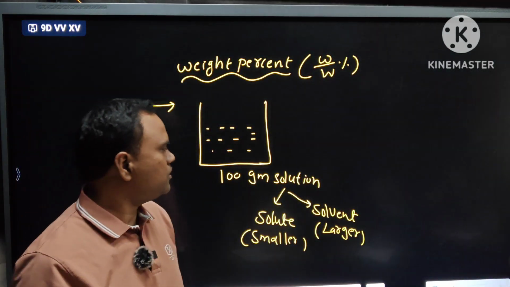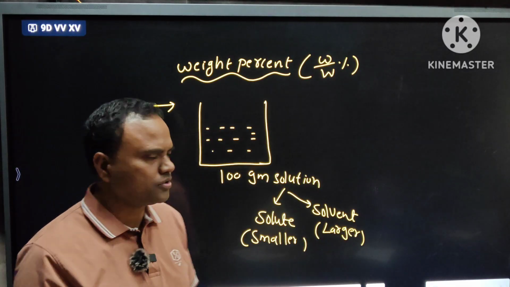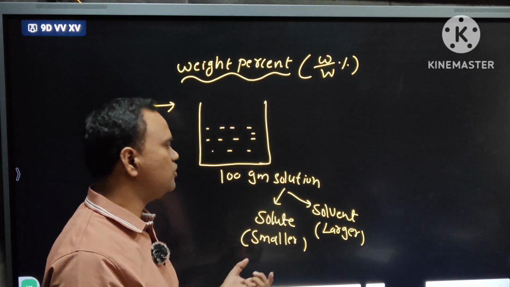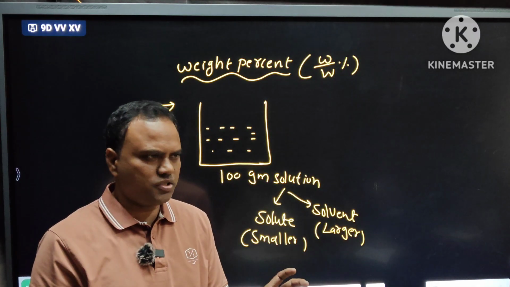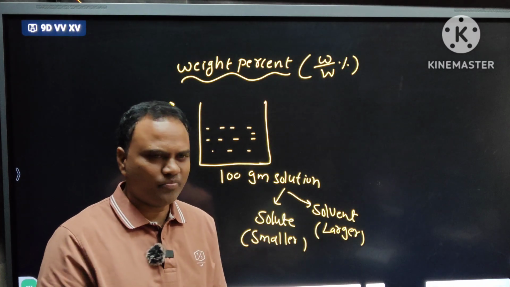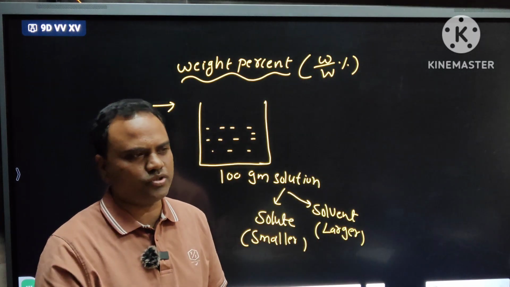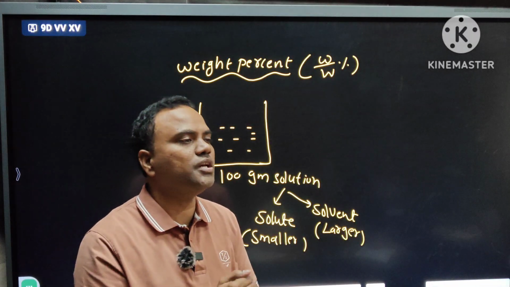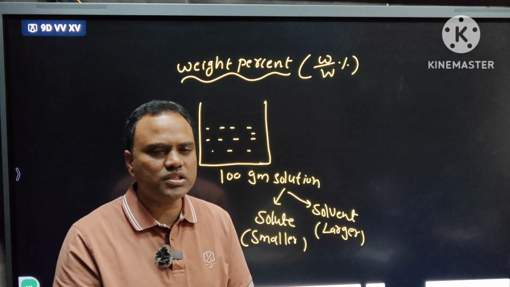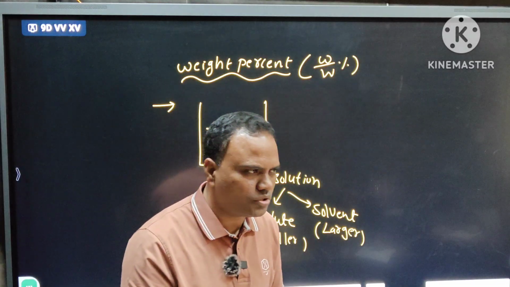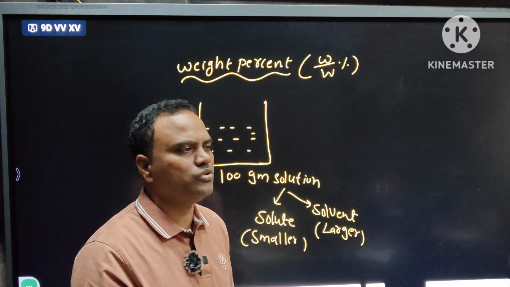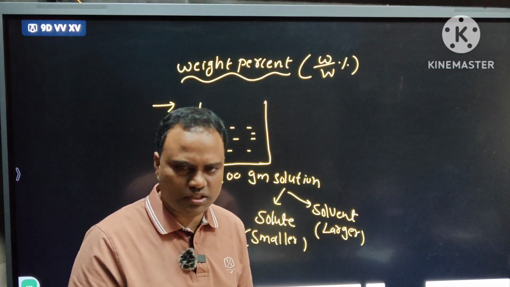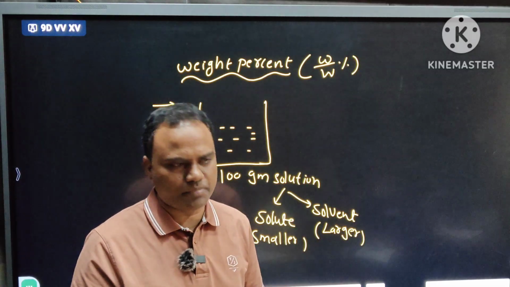I am taking 100 grams of the solution. In this 100 grams of the solution, how much weight of solute is present? You remember, solution is made up of solute and solvent. When we dissolve solute in solvent, we get solution. If we take 100 grams of solution, how much amount of solute is present in it? That is called weight percent. The weight of the solute in 100 grams of the solution, fixed.